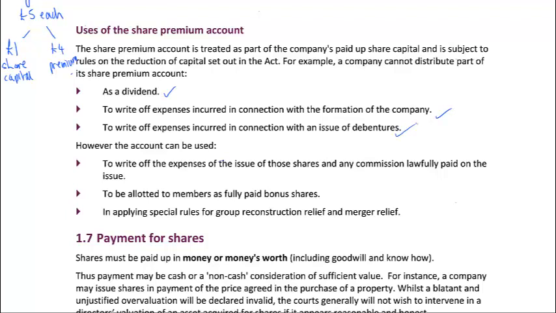But we can use it to cover expenses and commission on those shares. We can use it to pay up bonus shares. Now, the reason for that, if you think about it, is that it's just an accounting entry, because it was previously share premium account. Following a bonus issue, it will be recorded as share capital. So we've just moved it from one capital account to another.